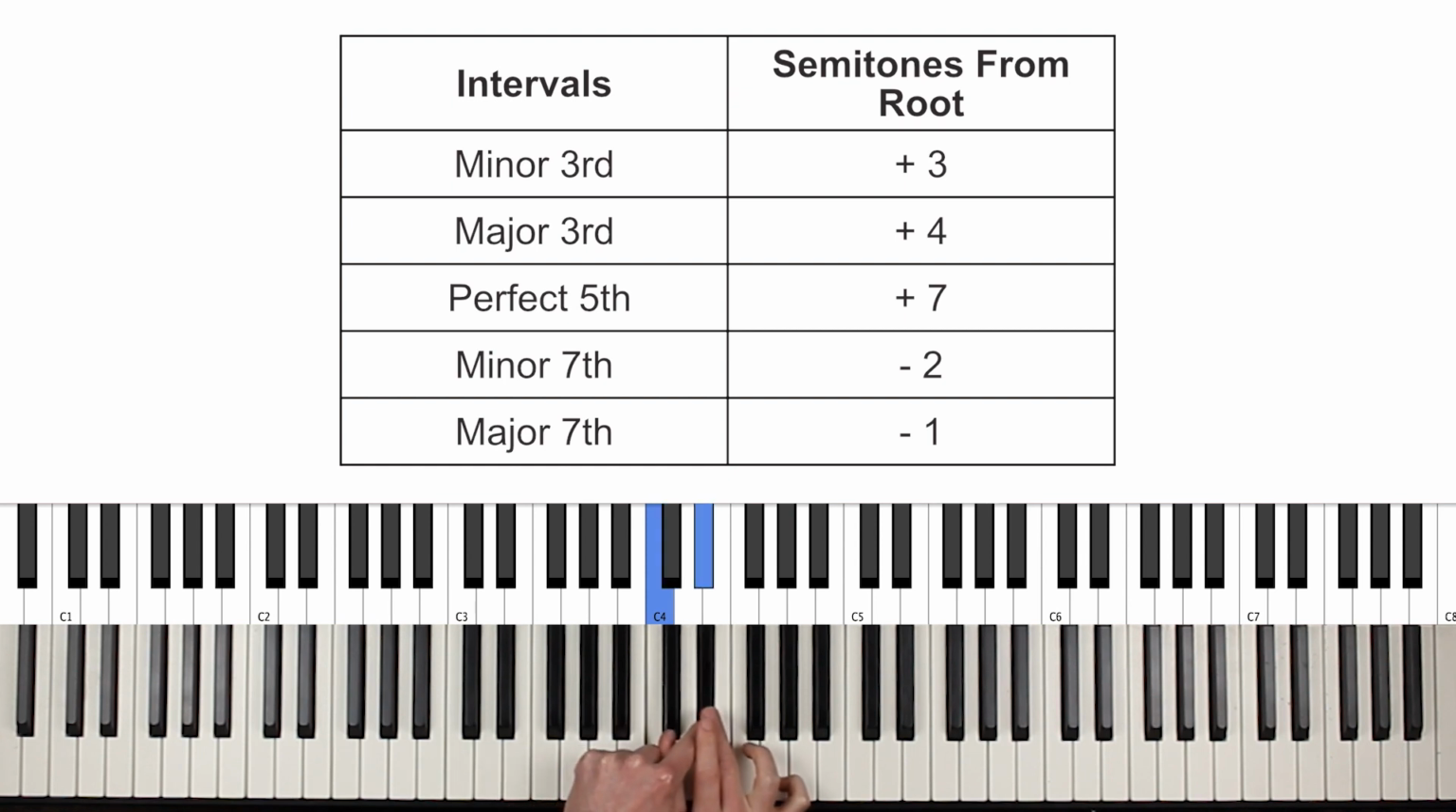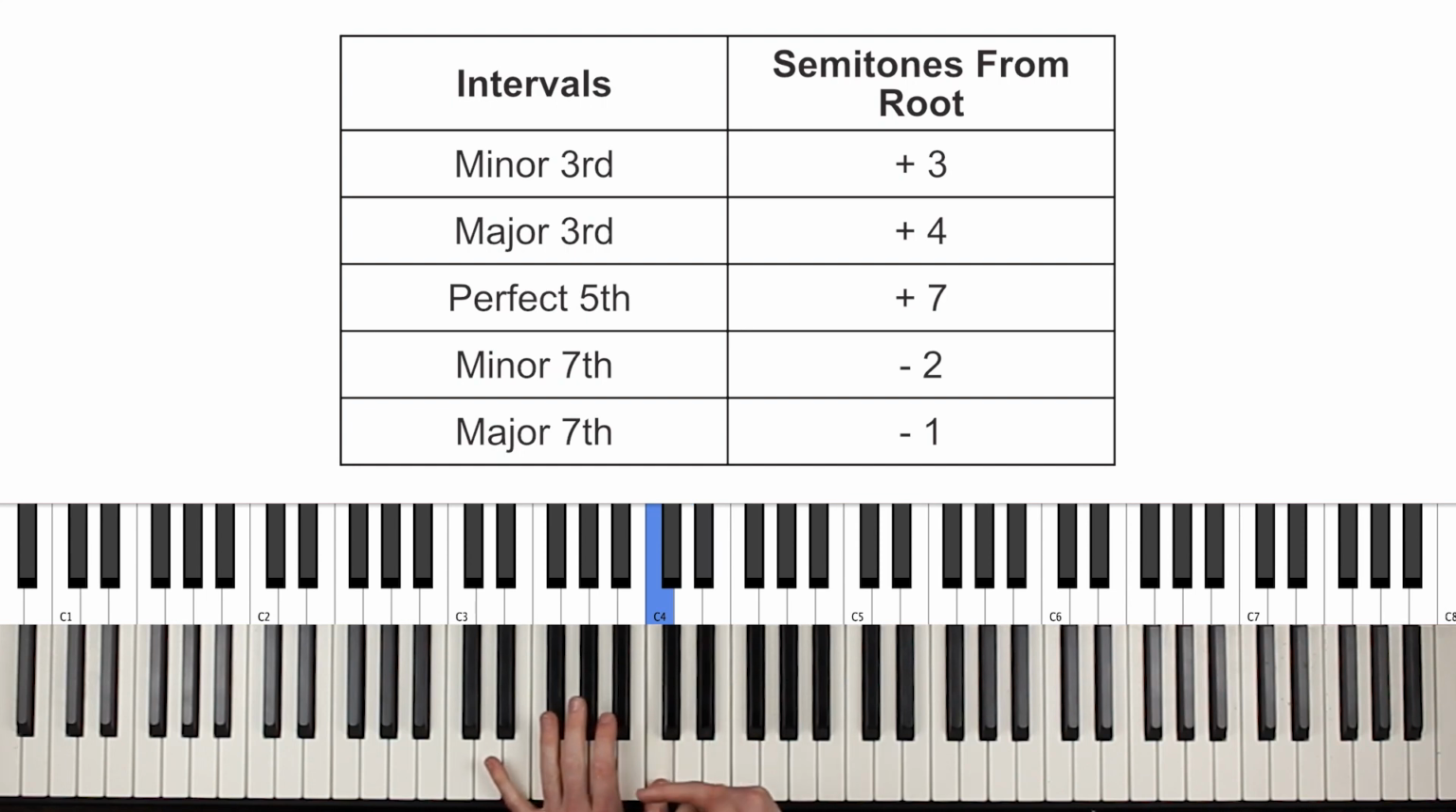1, 2, 3. It's a really common mistake to count intervals not from the note above the root, but from the root itself, like this. 1, 2, 3. So now I've got D instead of E flat, which is wrong. It becomes more obvious why it's wrong when we count the semitones like this. 1 semitone above C, 2 semitones above C, 3 semitones above C.